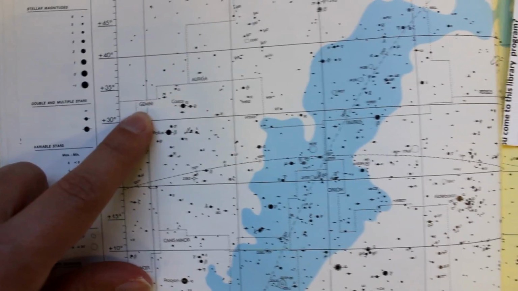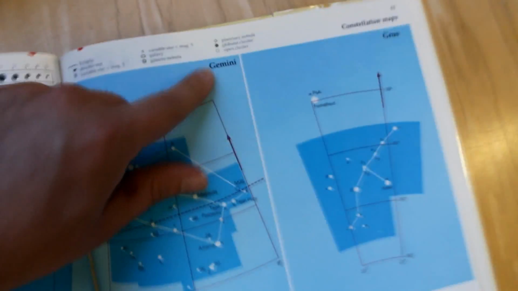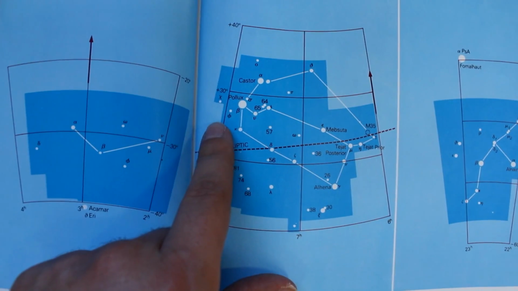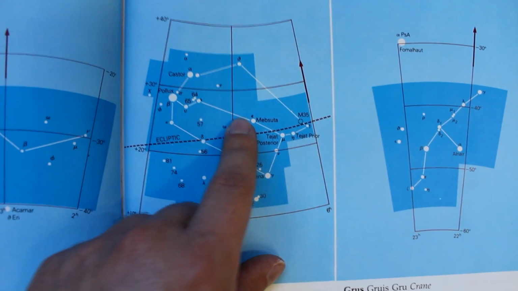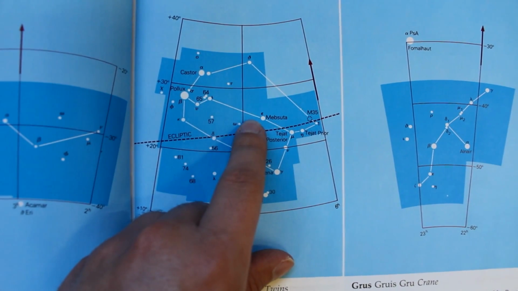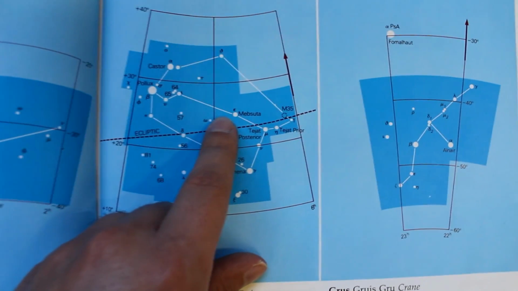So we can turn to the page specific for the constellation Gemini to get a closer view of the situation. So here's the chart for the constellation of Gemini. You can see it has a coordinate grid overlaid on top of it. So we come over to 6 hours and 50 minutes right ascension, about 25.5 degrees declination, and right here is where Venus should be according to our calculations, right next to the star Mebsuta.